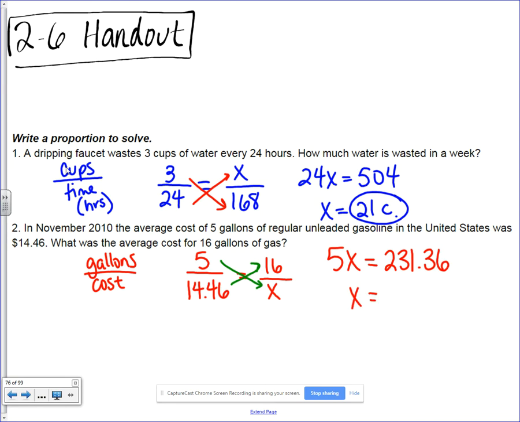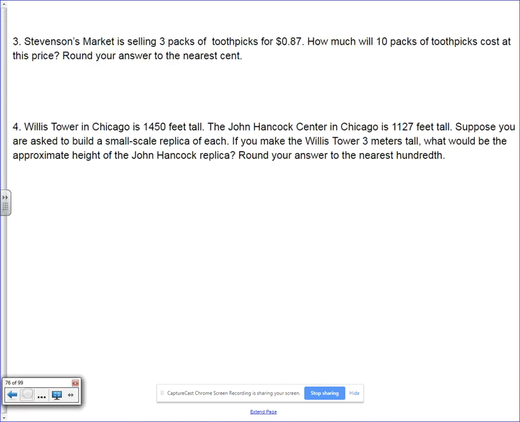All right, number 3. Now we're talking about packs of toothpicks. And we are also talking about the cost. So 3 packs cost me 87 cents, and I have 10 packs, and I don't know how much that is going to cost me. So we are going to go ahead and cross multiply. Gives me 3x equals 8.7. Divide by that 3, and I get $2.90.